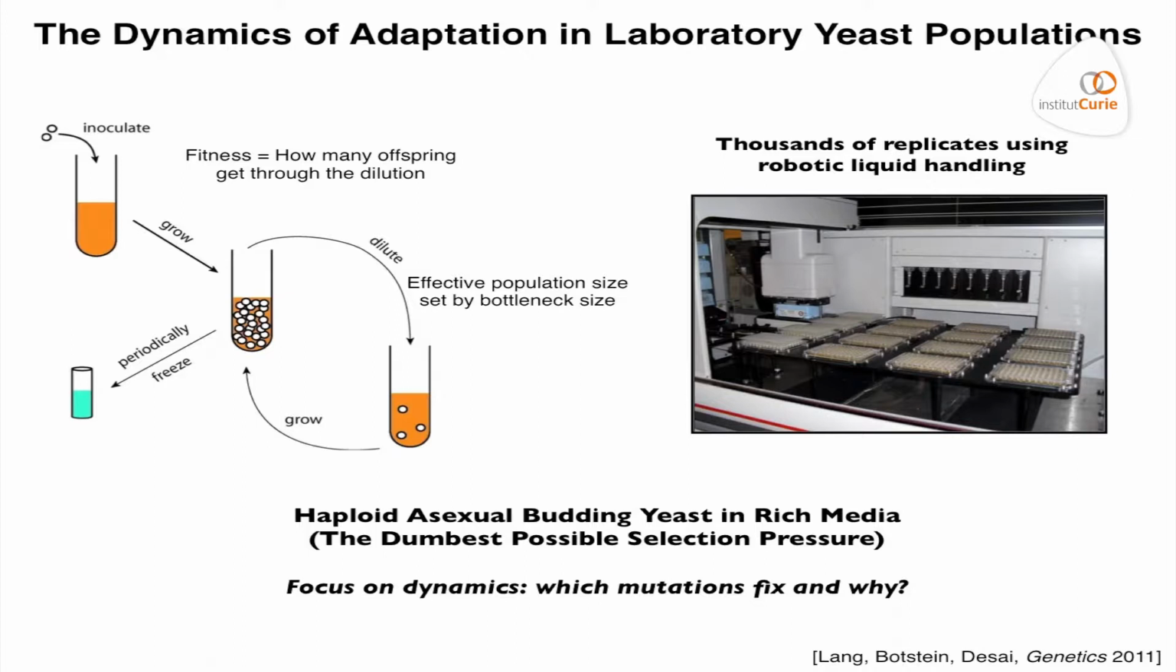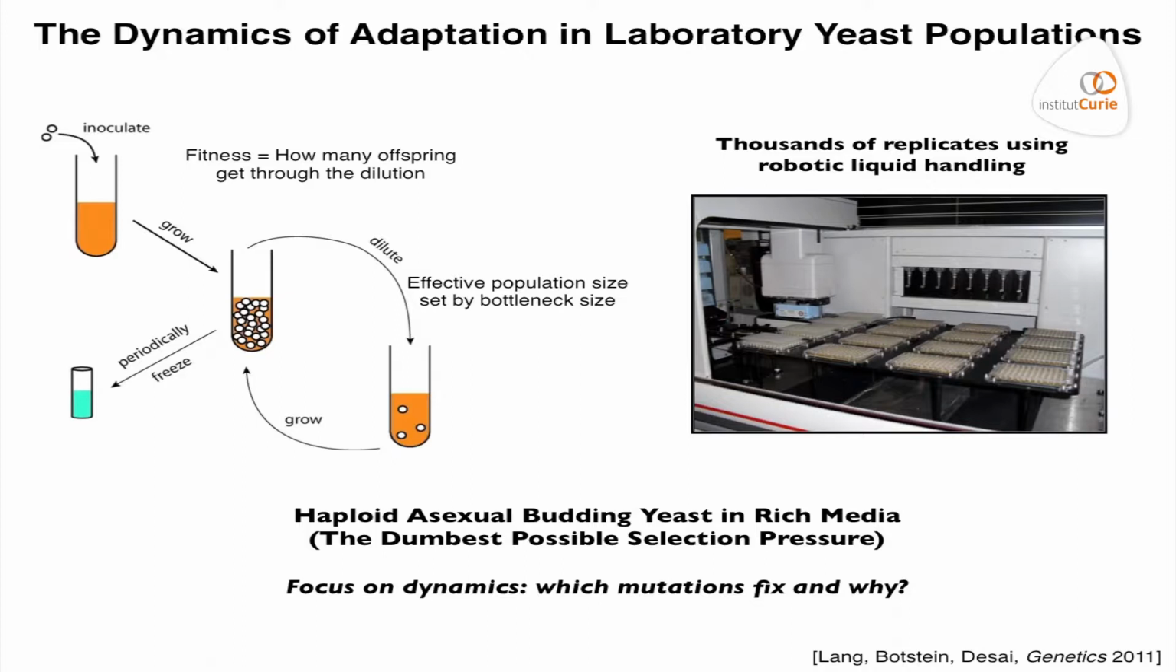So the experiments I'm going to tell you about are all done in budding yeast, just because that's what I happen to work in. And it's basically the same kind of experiments that I showed you on the previous few slides. You take some yeast, you put them in a test tube, you let them grow up overnight typically, then you dilute them into a new sterile test tube, and you just keep doing this again and again.